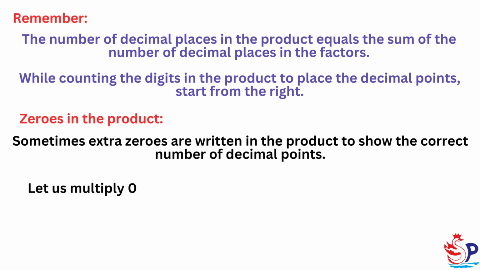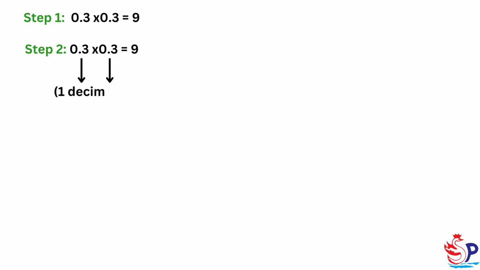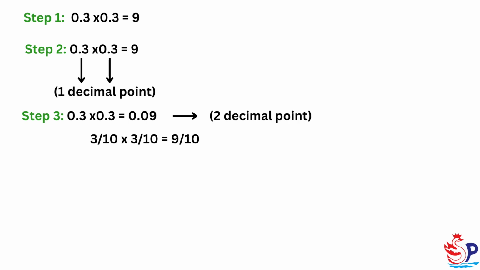Let us multiply 0.3 by 0.3. 0.3 times 0.3 equals? Step 1. 3 times 3 equals 9. Step 2. 1 decimal place plus 1 decimal place. Step 3. 0.3 times 0.3 equals 0.09, 2 decimal places. 3/10 times 3/10 equals 9/100ths equals 0.09. Multiplication by 10, 100, 1000.